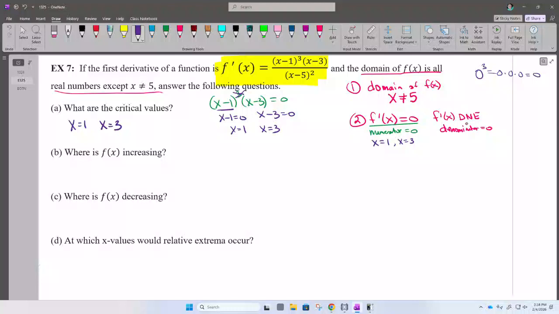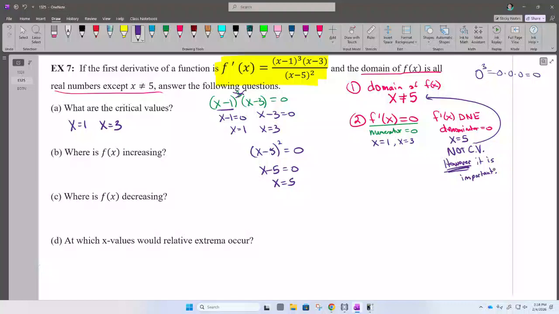Now I'm going to check the other one. Where does the derivative not exist? That's going to be where the denominator equals 0. Again, I don't care about the squared part. I just want to know the inside. And that happens at x equals 5. I can't conclude it's a critical value yet. I have to ask myself, is it in the domain of the original function? No. Actually, it's the only number not in the domain of the original function. So it is not a critical value. However, it is important.